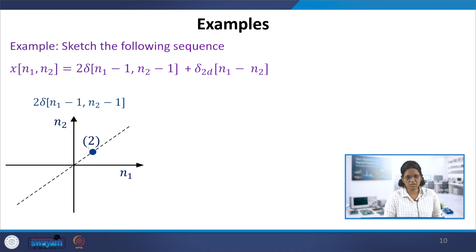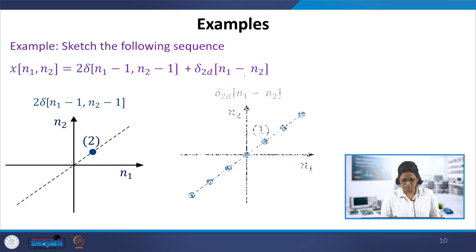The 2 is represented in brackets. Now if we plot the sequence δ(n1 minus n2), setting n1 minus n2 equal to 0 means n1 equals n2. So whenever n1 and n2 are equal, this impulse results in 1. We have already seen this diagonal impulse, in which all values are 1 where n1 and n2 are equal. For positive indices n1 is 1 and n2 is 1, and similarly for the negative indices n1 minus 1 and n2 minus 1, n1 minus 2 and n2 minus 2, and n1 minus 3 and n2 minus 3. So this is a diagonal impulse.